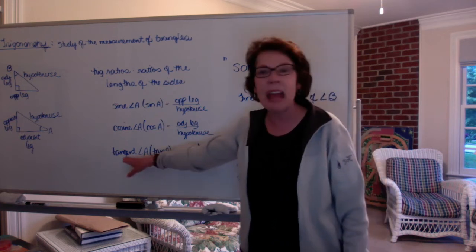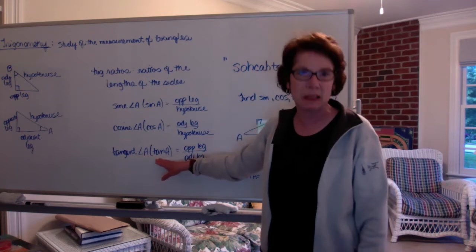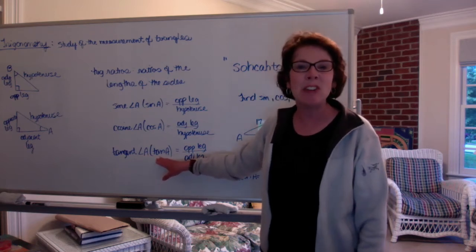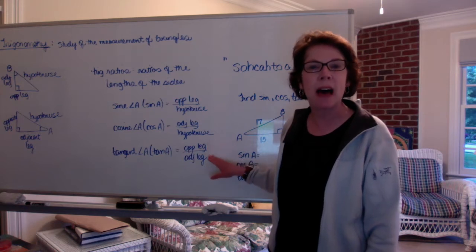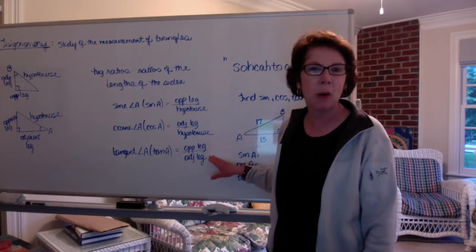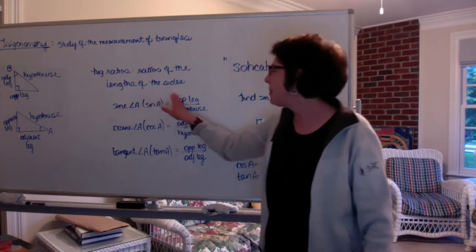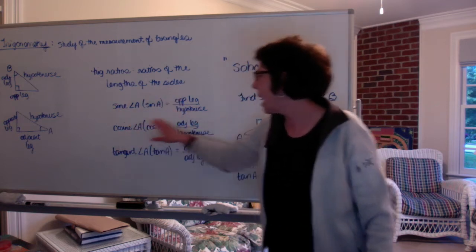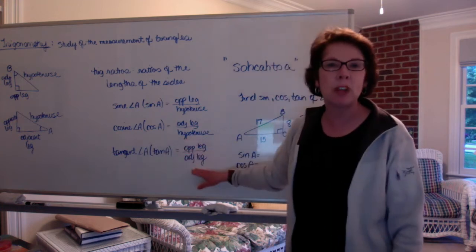And finally, the tangent of angle A, we call that tan, like the color tan. The tangent of angle A is the ratio of the opposite leg divided by the adjacent leg. Okay, now, how can I remember that? Well, sine is opposite over hypotenuse, cosine is adjacent over hypotenuse, and tangent is opposite over adjacent.